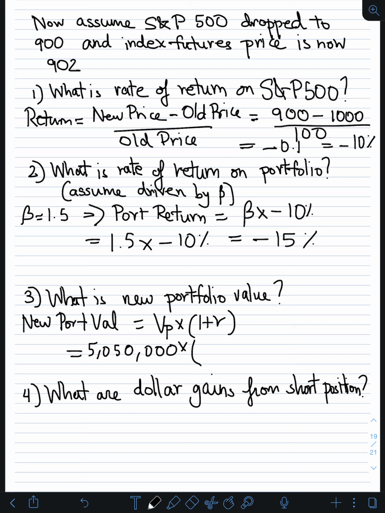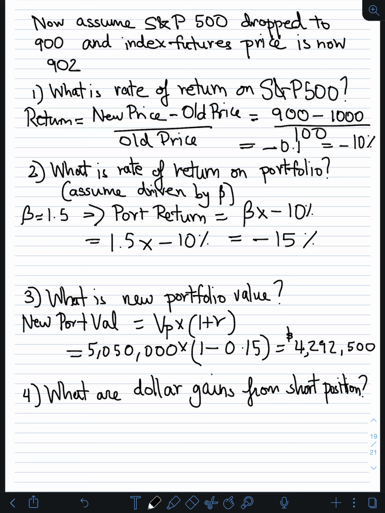The rate is actually minus 15%. Okay, minus 15%. So 1 plus R is now going to be 1 minus 0.15. So we're going to get 5,050,000 times 0.85, which leaves us with 4,292,500. Now that's our new portfolio value. We've lost 15% of our value.